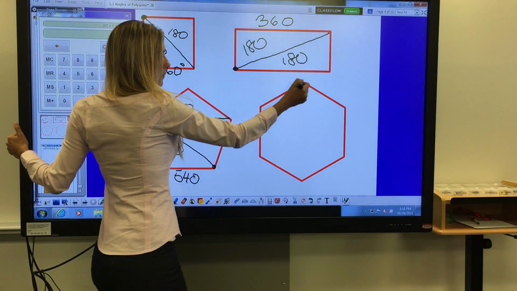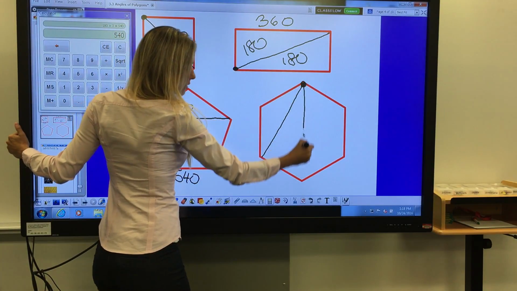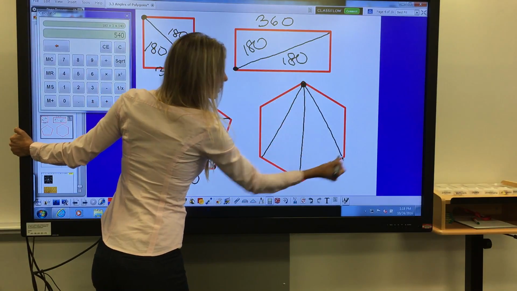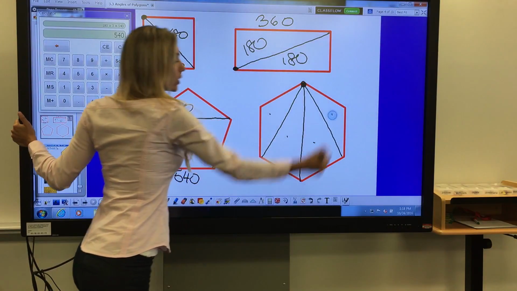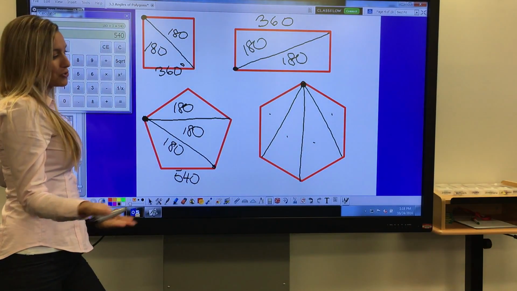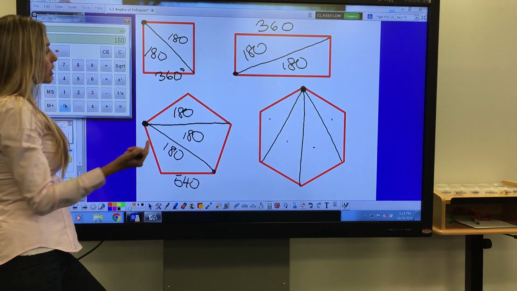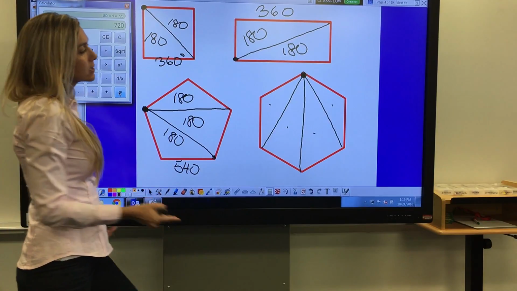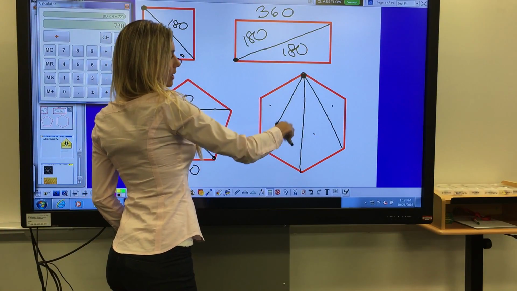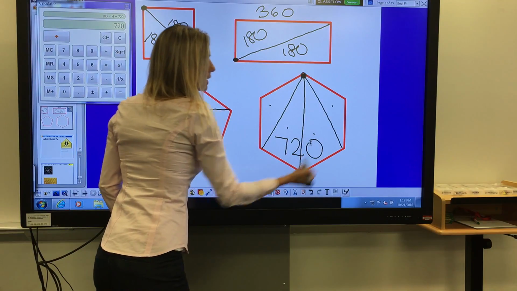Let's look at the hexagon. Let's start from this corner, and there, and there. How many triangles did I create? 1, 2, 3, 4. Each triangle is 180 degrees, right? So 180 degrees in each triangle, and I have 4 of them, so times 4, the sum of all the angles inside the hexagon is 720 degrees.